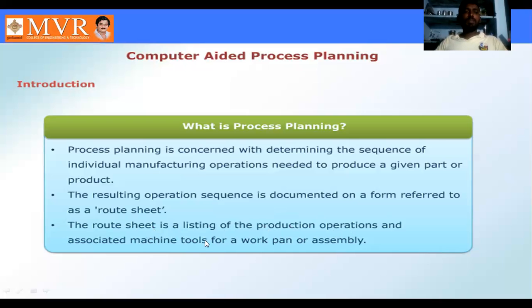And assisted with machine tools for a work part or assembly. This we call computer aided process planning. It is the introduction to CAPP. In CAPP, what we are doing is planning the sequence of operations. The sequence of individual manufacturing operations, operations 1, 2, 3, 4, will be planned. In NC we have a number of operations, and individually they are planned.